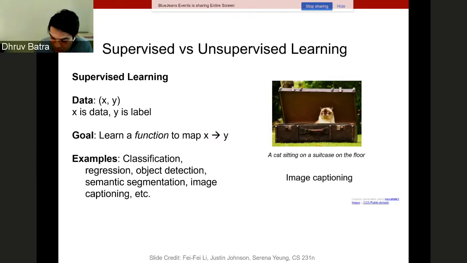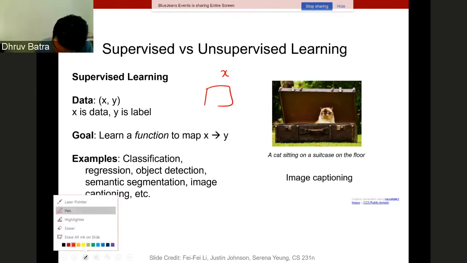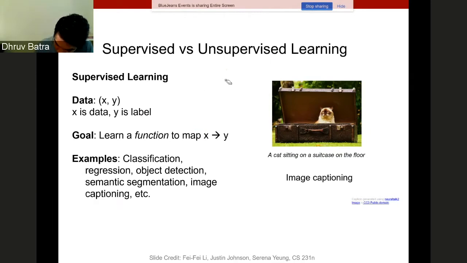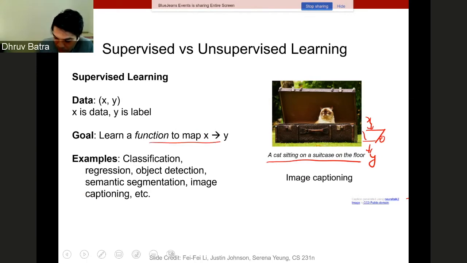In order to do, for example, image captioning, the image was X, the output was Y, but this game of going from X to Y didn't change. In order to generate Y, we had to teach you recurrent neural networks, but we were still learning a functional map from X to Y for these tasks.